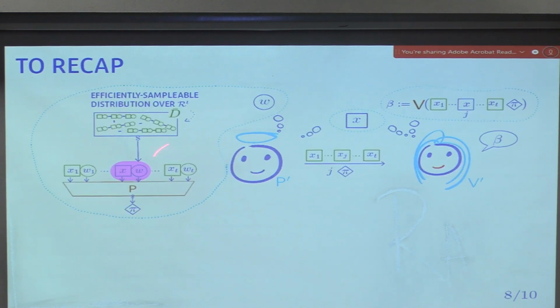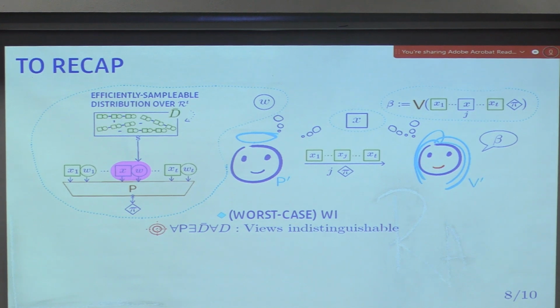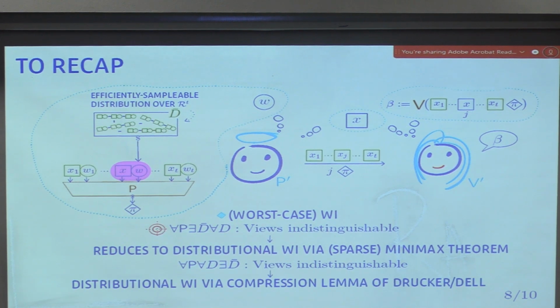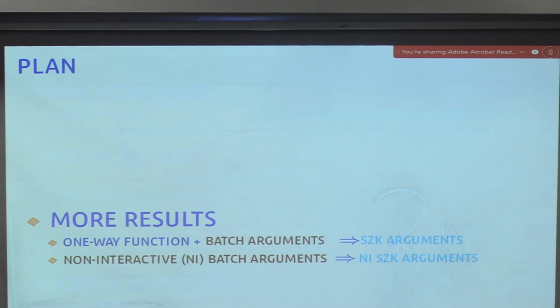So maybe let's recap what we just saw. We wanted to show that batching implies WI, and what we did was we wanted this distribution D so that we can sample and embed, right? What we did first was flip the order of quantifiers using minimax, and then use this compression lemma to argue that the distance is still low. Okay, so that was the proofs.